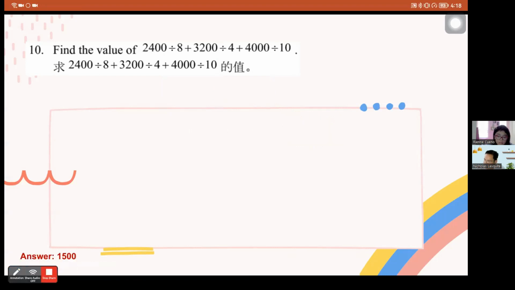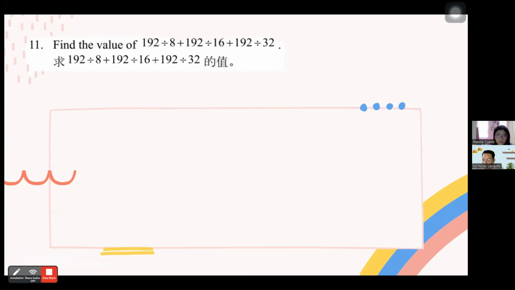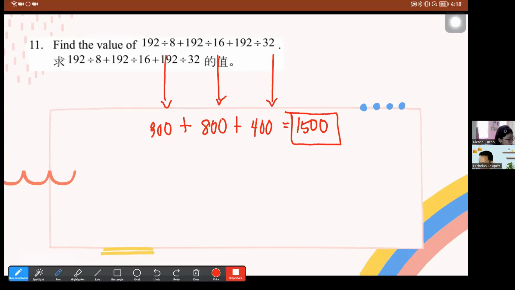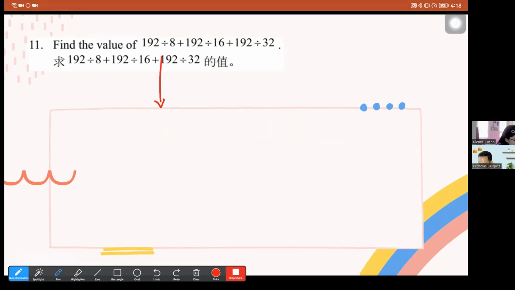Okay, let's have number 11. Find the value of 192 divided by 8, 192 divided by 16, and 192 divided by 32. As you can notice, 192 is divisible by 8, right? So this one is equal to 24. Then 192 is also divisible by 16, and this one is equal to 12. And then 192 is also divisible by 32, and this one is equal to 6.